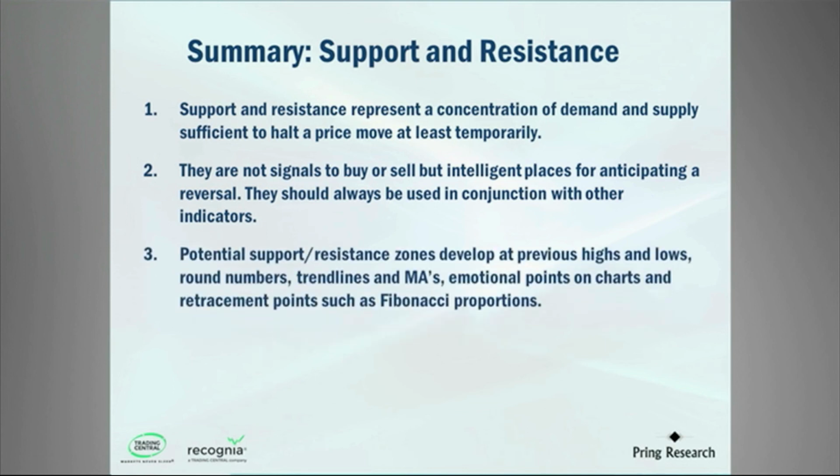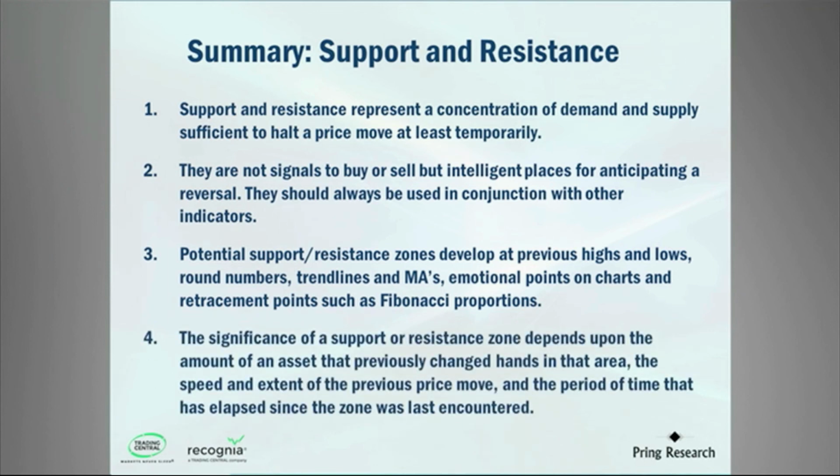3. Potential support and resistance zones develop at previous highs and lows, round numbers, trend lines and moving averages, emotional points on the charts, and retracement points such as Fibonacci proportions. 4. The significance of a support-resistance zone depends on the amount of an asset that previously changed hands in that area, the speed and the extent of the previous price move, and the period of time that's elapsed since the zone was last encountered.